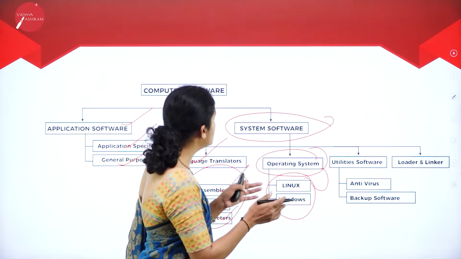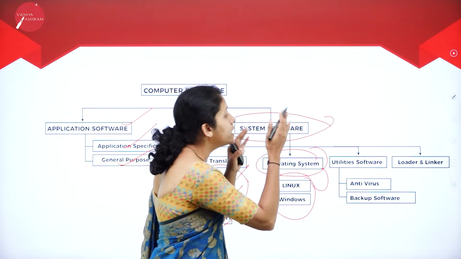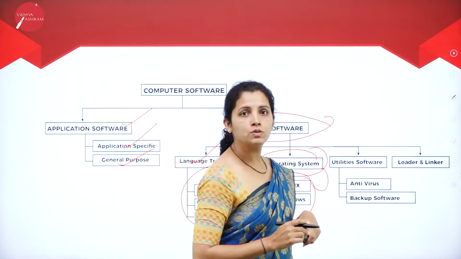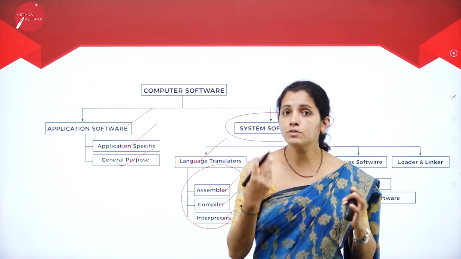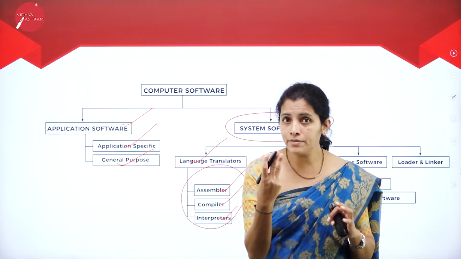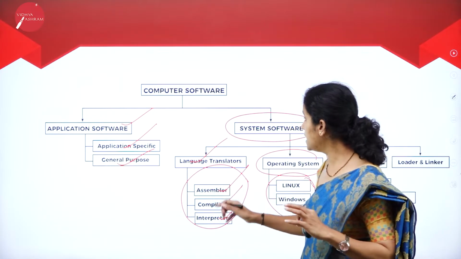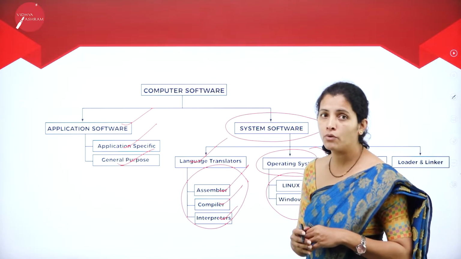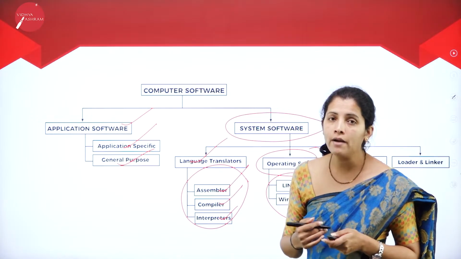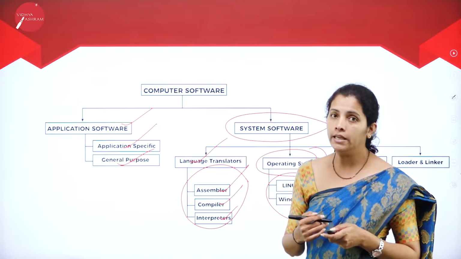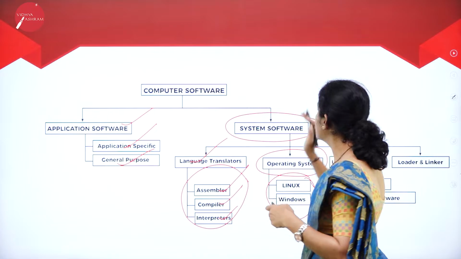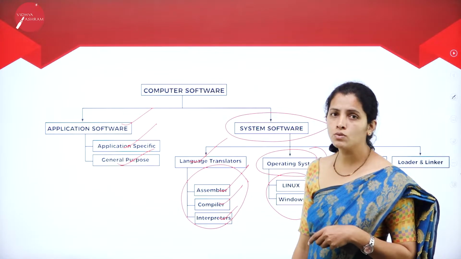So these are the certain types of software that come under system software. System software is broadly classified into three types, that is language translator, operating system and utility software. Along with that, we have loader and linker. The loader and linker, once again, come under system software.